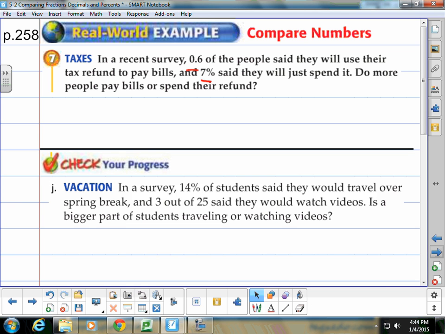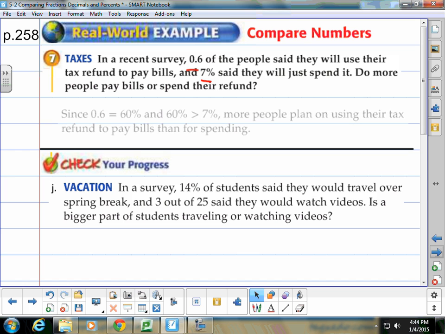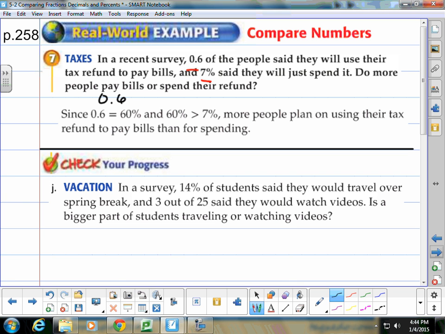We know they're parts of wholes, but we don't know which is more. So what we need to do is convert them to be the same thing. We know 6/10 is the same as 60%, because if we did that decimal, we'd move it over. That's a percent now, so we can compare that to 7. And we know 60% is much larger than 7. So we could say that more people plan on using their tax refund to pay bills rather than just reckless spending.